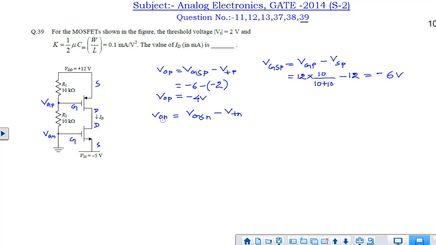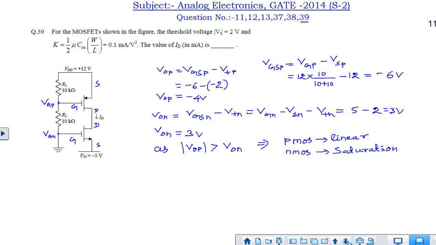Now we will try to find out VON. VON is nothing but VGSN minus VTN. VGSN is nothing but VGN minus VSN, which is 0 minus minus 5, that is 5 volt. So VGSN is equal to 5 volt, minus the threshold voltage of this transistor, which is 2, so that will give us 3 volt. So VON is equal to 3 volt. If we see, the VOP magnitude is greater than VON, so the PMOS is in the overdriven state, so it will be in the linear region and NMOS will be in the saturation region.